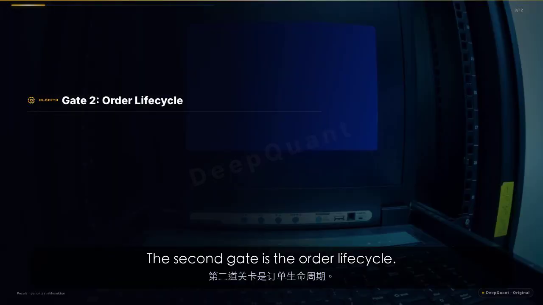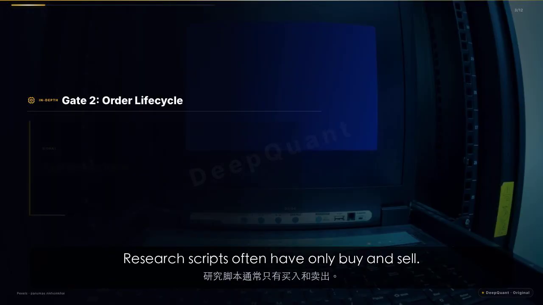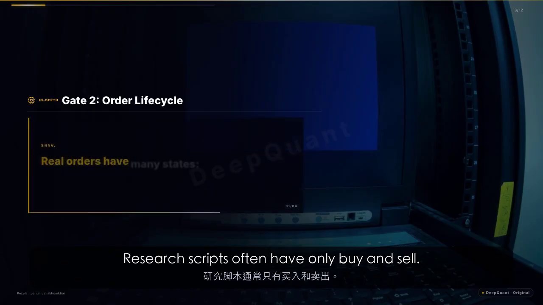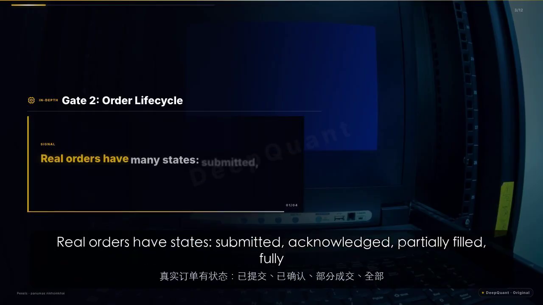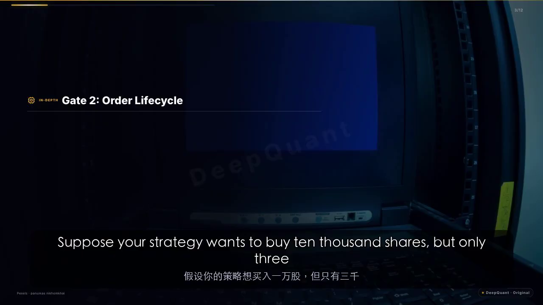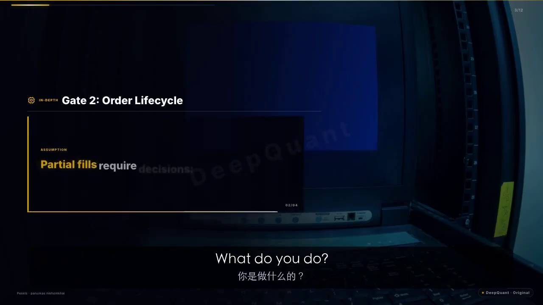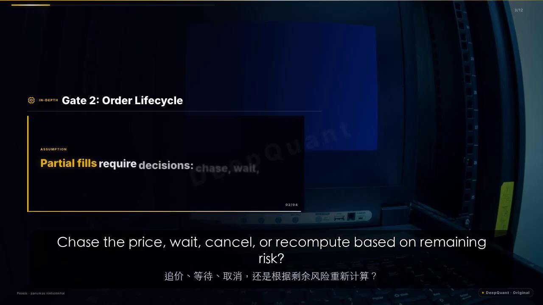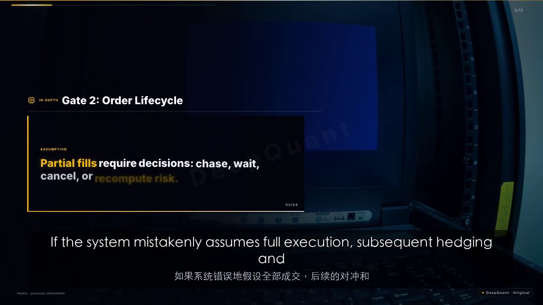The second gate is the order lifecycle. Research scripts often have only buy and sell. Real orders have states: submitted, acknowledged, partially filled, fully filled, cancelled, pending cancel, rejected, and more. Suppose your strategy wants to buy 10,000 shares, but only 3,000 fill. What do you do? Chase the price, wait, cancel, or recompute based on remaining risk.